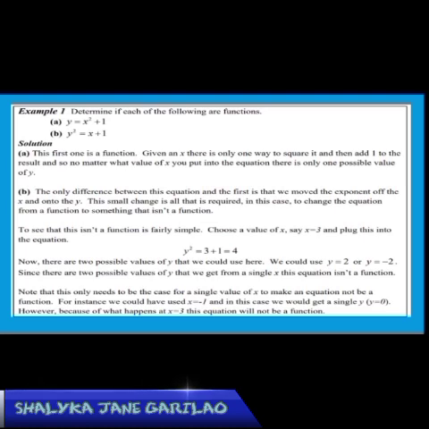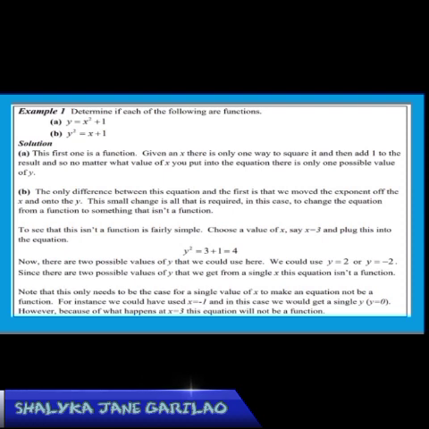Given here the example, determine if each of the following are functions. So letter A and B. Letter A is y equals x squared plus 1. And letter B, y squared equals x plus 1. The first one is a function. Given an x, there is only one way to square it and then add 1 to the resultant. So no matter what value of x you put into the equation, there is only one possible value of y.